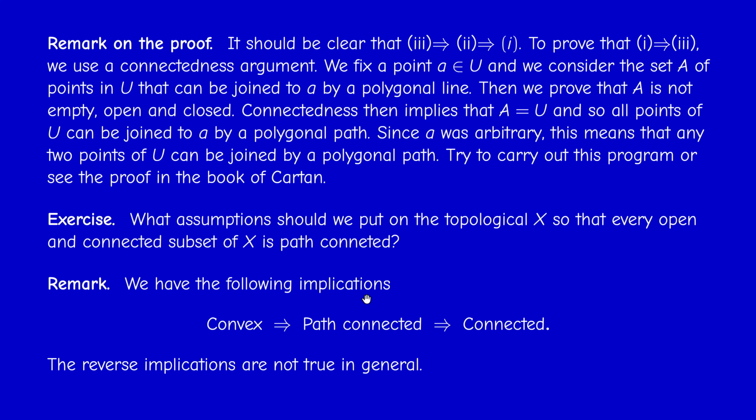So we have the following implications. Convex implies path connected implies connected, and of course the reverse implications in general are not true. However, we proved that connected implies path connected if the set is open in a normed space. Now, of course, path connected does not imply convexity, because you can just draw a figure.